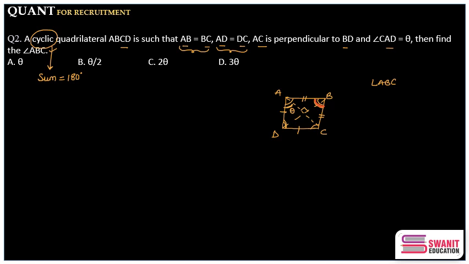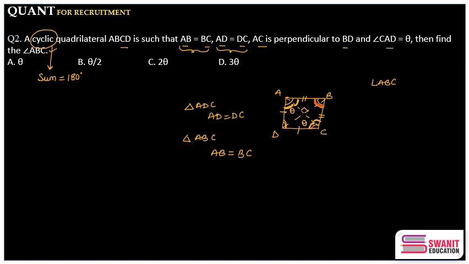If I talk about triangle ADC, I know that AD is equal to DC, which means it becomes an isosceles triangle. So if this angle is theta, obviously this angle also becomes theta. Number one. Similarly, in triangle ABC, this angle and this angle also become equal, because again in the quadrilateral this is an isosceles triangle, that is, AB is equal to BC.